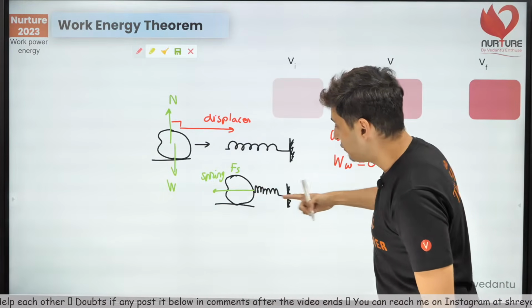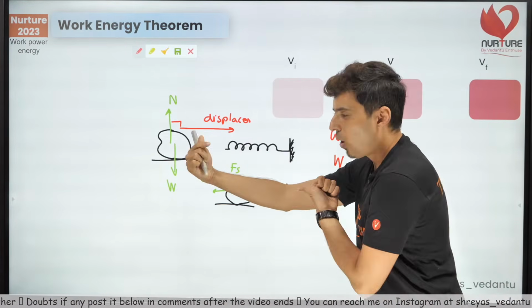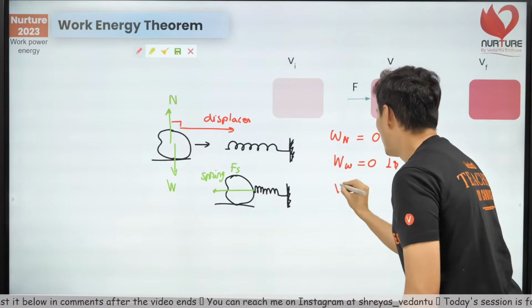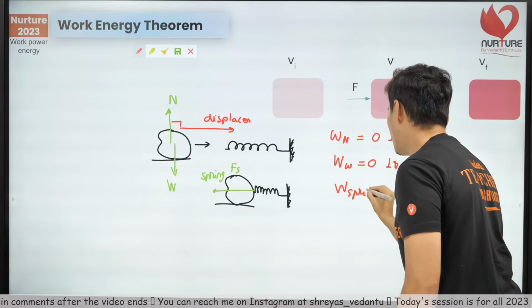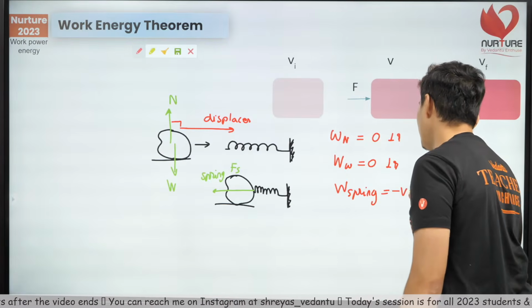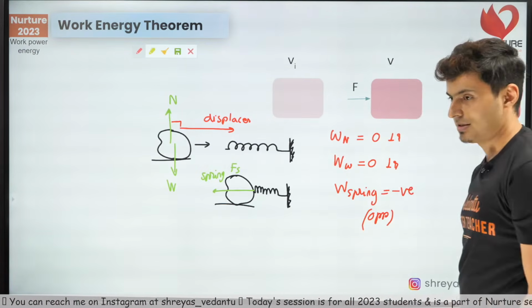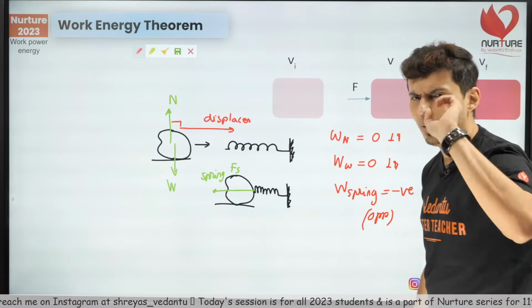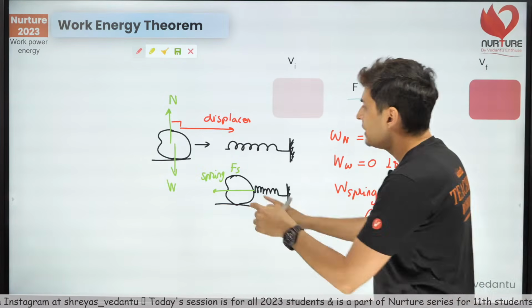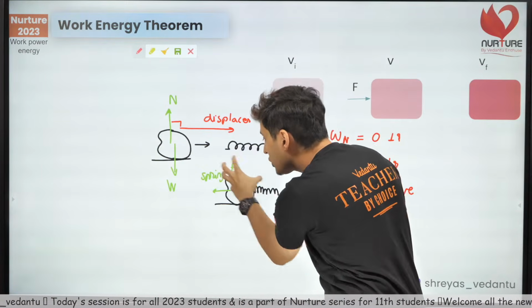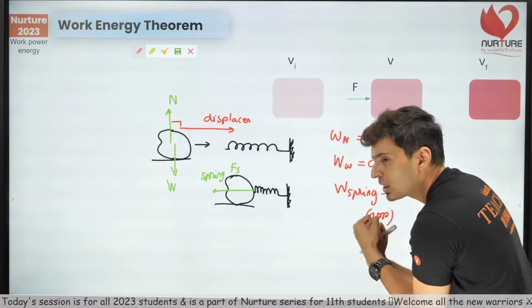Look at it. Spring force and displacement are in opposite directions. Opposite means negative. So work done by the spring force is negative, isn't it? Because they are opposite in directions. So if it is negative, what has happened? There was some kinetic energy. Now the kinetic energy went away because it stopped. The spring absorbed it. Negative work.